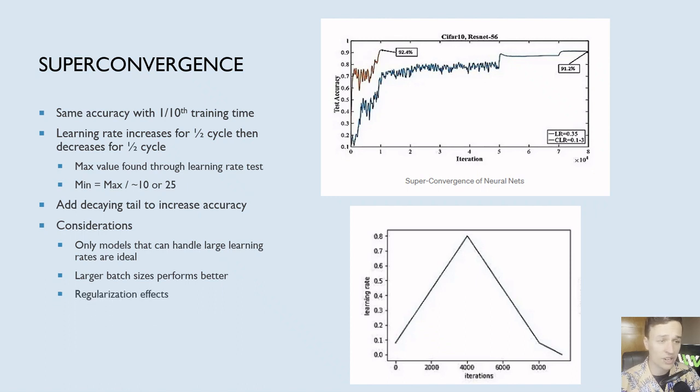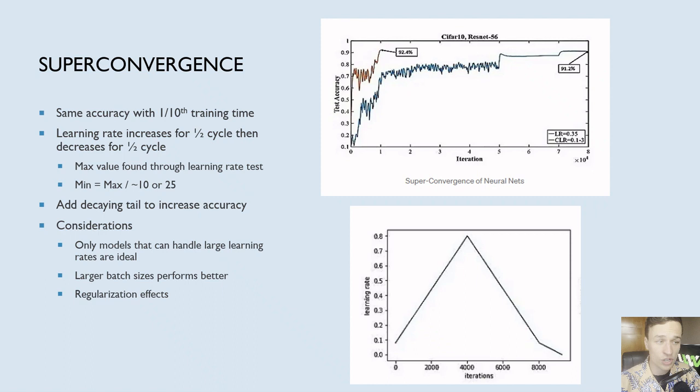The last consideration is the effect that superconvergence has on regularization. Now, large learning rates oftentimes have an implicit regularization effect that they employ upon models during training. This means when using superconvergence with a high maximum learning rate, it reduces the need for other forms of regularizers like L2, weight regularization, and dropout. In fact, it has actually been observed that reducing other forms of regularization when using superconvergence actually increases the model's performance.